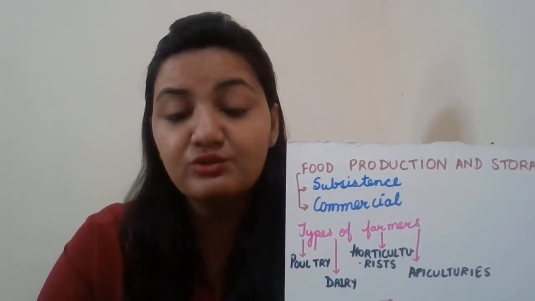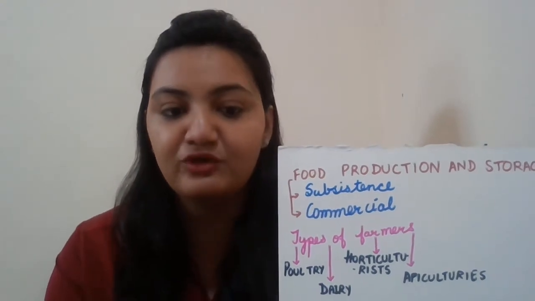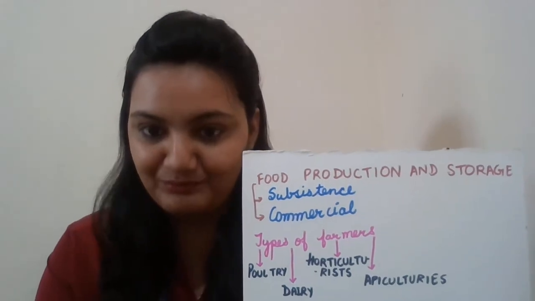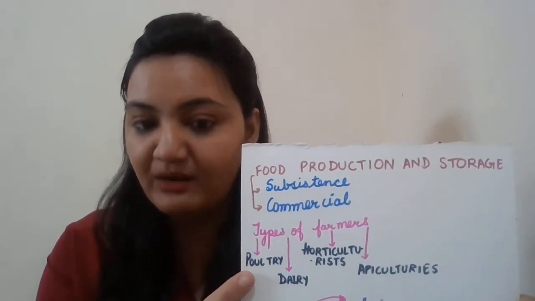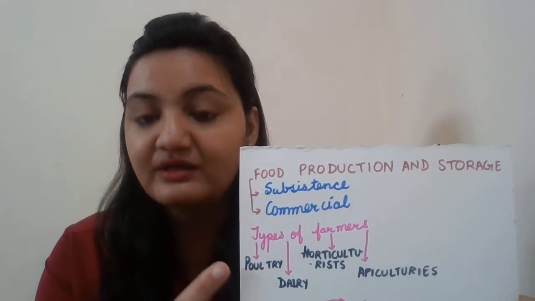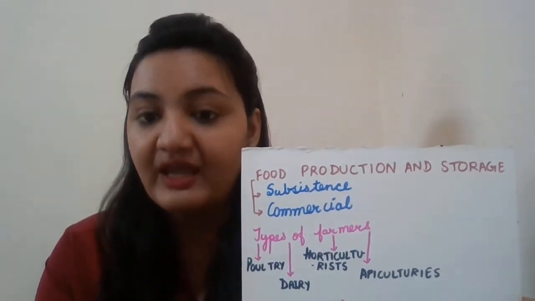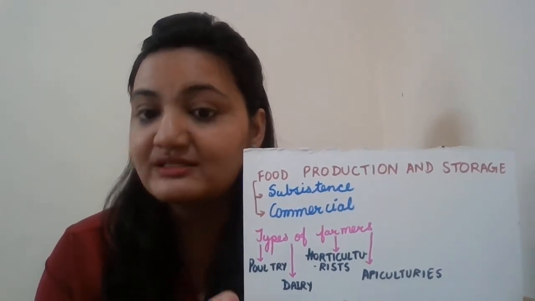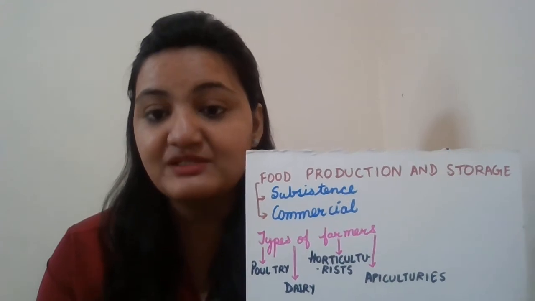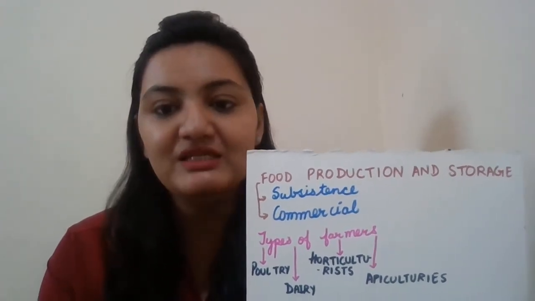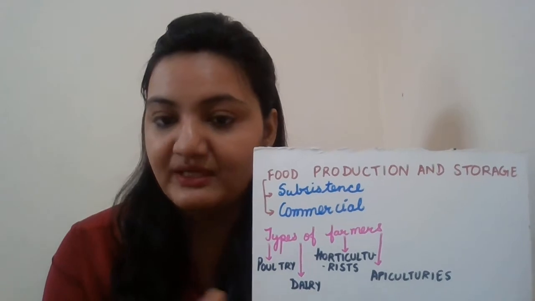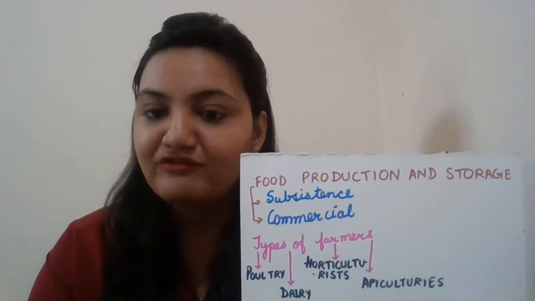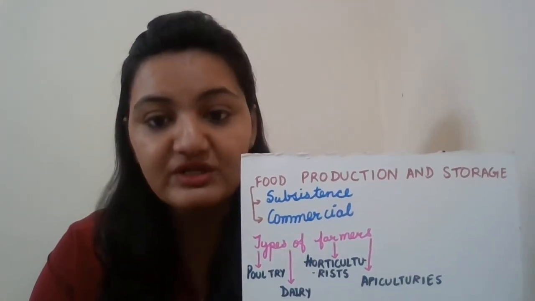Farmers are not only those who are doing subsistence or commercial farming or producing fruits or vegetables, but actually there are a number of farmers. Number one is a poultry farmer. A poultry farmer is a farmer who produces hens, chickens, and eggs. A poultry is a place where all these types of animals are reared for producing meat and eggs. Next comes dairy farming. Dairy farming is done for milk cattle, the cattle which produce milk, for example cow, buffalo, goat, etc.